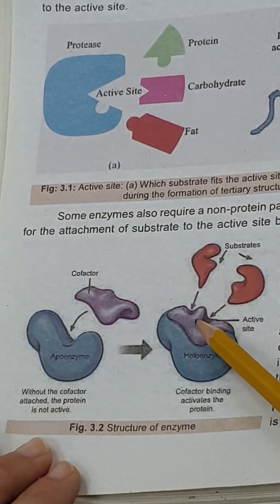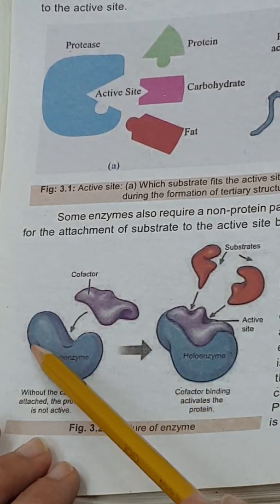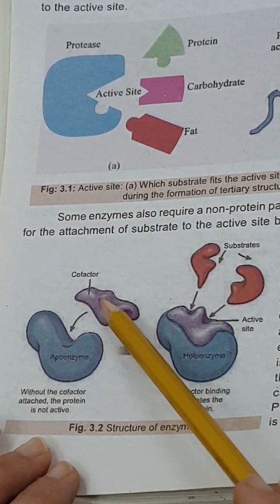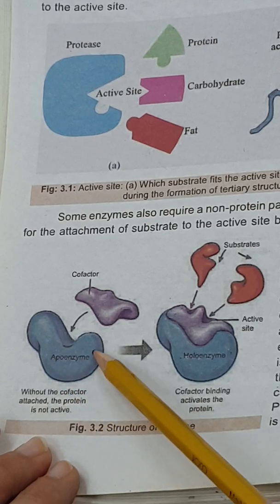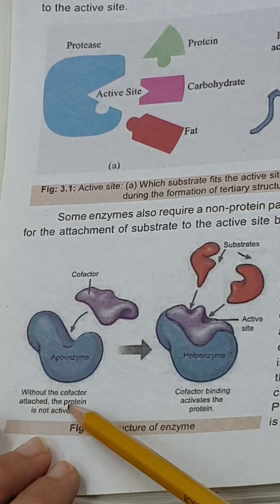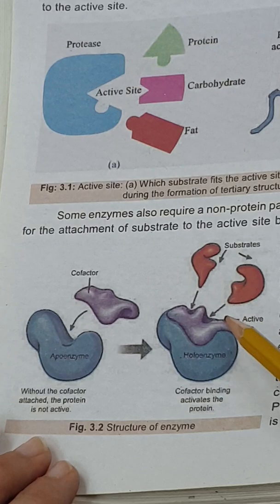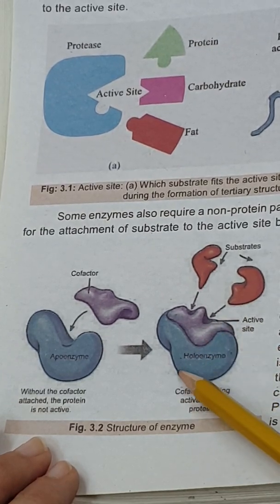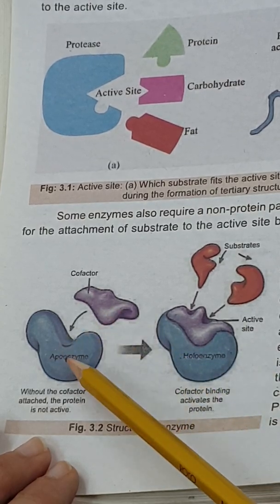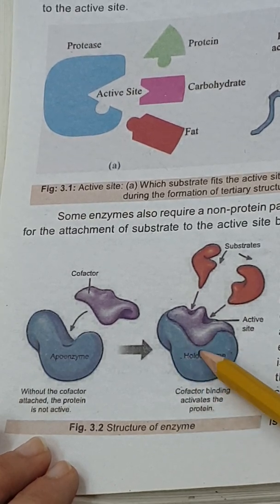enzyme becomes complete. Without cofactor, like this is an enzyme and it is without cofactor, the cofactor is not attached to it, that will be known as apoenzyme. Without cofactor attached, the protein is not active. It will be active only when the cofactor is attached to it. And when the cofactor is attached, the enzyme at that time is known as holoenzyme. Without cofactor, it is apoenzyme, and with the cofactor, it is holoenzyme.